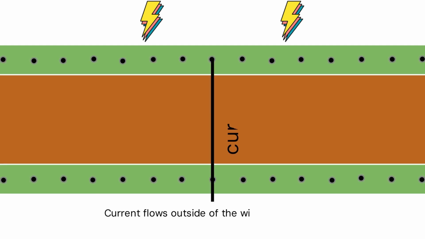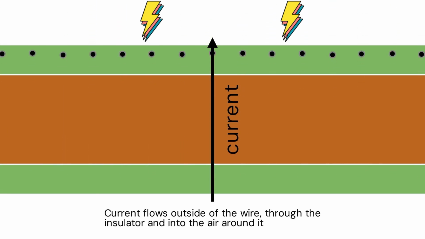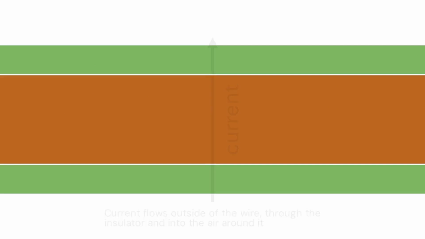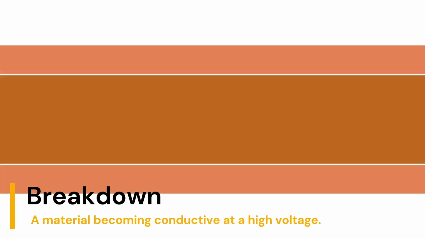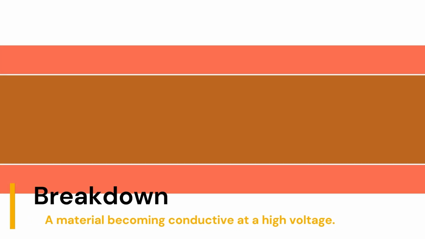The only way to move charges in an insulator is to push them by applying a very high voltage of thousands of volts. That will get those charges loose and the current will flow. That's how lightning flows through the air, which is an insulator. The process of an insulator becoming conductive at high voltages is called breakdown.